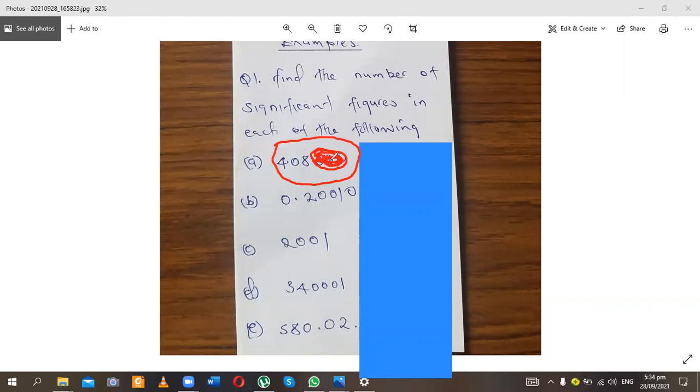Then the second rule was guiding us that the zeros that are written between the non-zeros, the non-zeros being any number other than 0. So in here we have 4 and 8, and between 4 and 8 we have a 0. Because this 0 is written in between, we are going to consider it among the significant figures. So as a result, in here we have 3 significant figures, and these significant figures are 4, 0, and 8. These are the only significant figures that we have in that number.